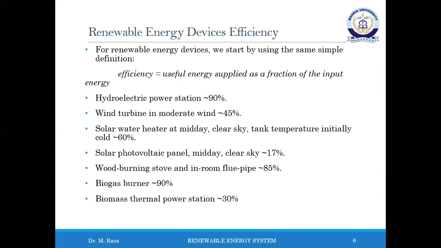A solar water heater at midday with clear sky and tank temperature initially cold gives efficiency of about 60%. A solar photovoltaic panel at midday with clear sky has efficiency of approximately 17%. The wood burning stove with an in-room flue pipe has efficiency of approximately 85%. Biogas burner efficiency is 90%, and biomass thermal power plant efficiency is approximately 30%.